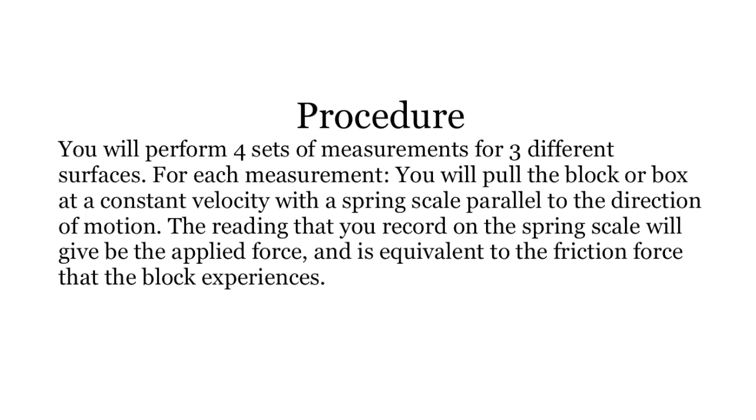Procedure. You will perform 4 sets of measurements for 3 different surfaces. For each measurement, you will pull the block or box at a constant velocity with the spring scale parallel to the direction of motion. The reading that you record on the spring scale will give the applied force and is equivalent to the friction force that the block experiences.